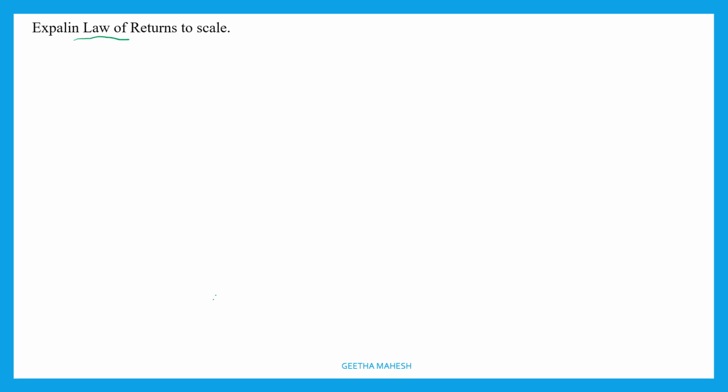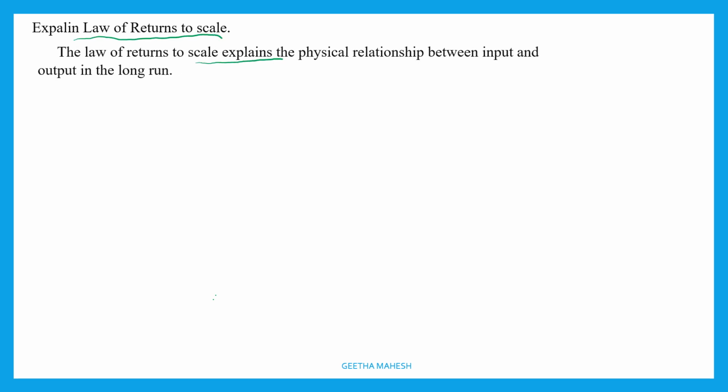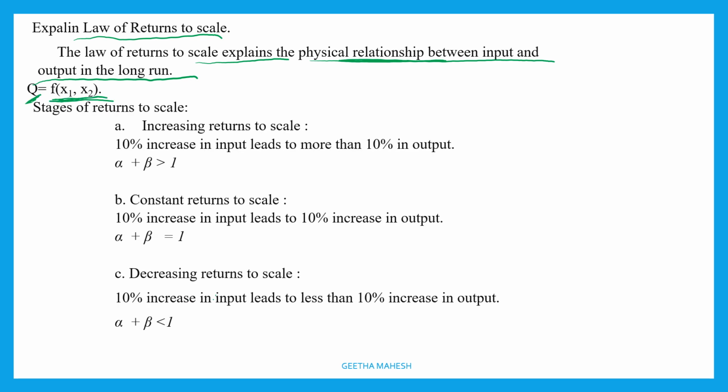Explain the law of returns to scale. The law of returns to scale explains the physical relationship between input and output in the long run. So here output Q is a function of x1, x2. The stages of returns to scale. There are 3 stages: increasing returns to scale, constant returns to scale, decreasing returns to scale. Increasing returns to scale: a 10% increase in input leads to more than a 10% increase in output. That means here alpha plus beta is greater than 1.